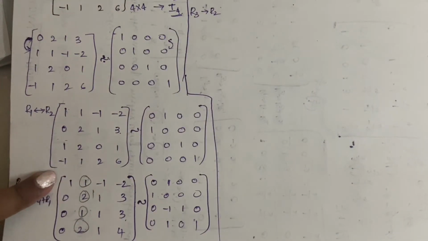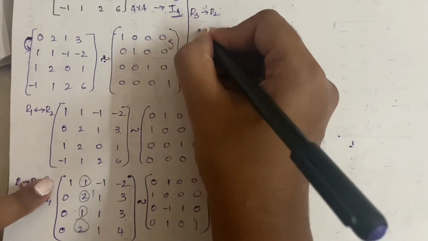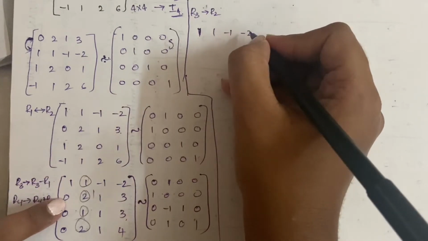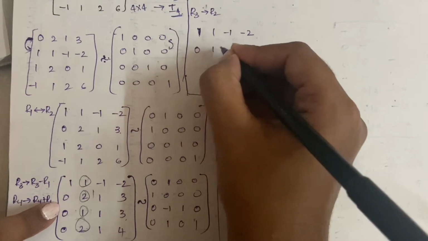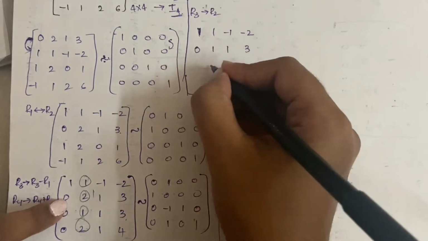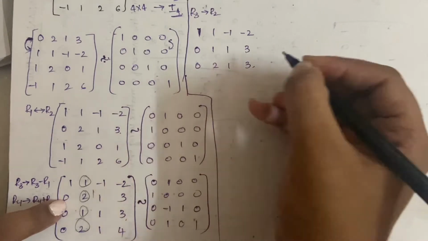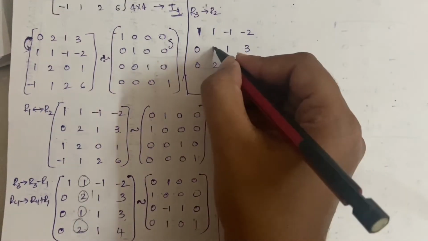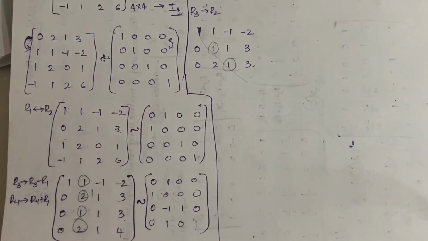R1 will be same, right? So it will be 1, 1, minus 1, minus 2. These both are interchanged, so it will become 0, 1, 1, 3 and this becomes 0, 2, 1, 3. Got it? Because of this, you are getting 1 here and here also. This is the identity matrix, right? So you are getting ones.